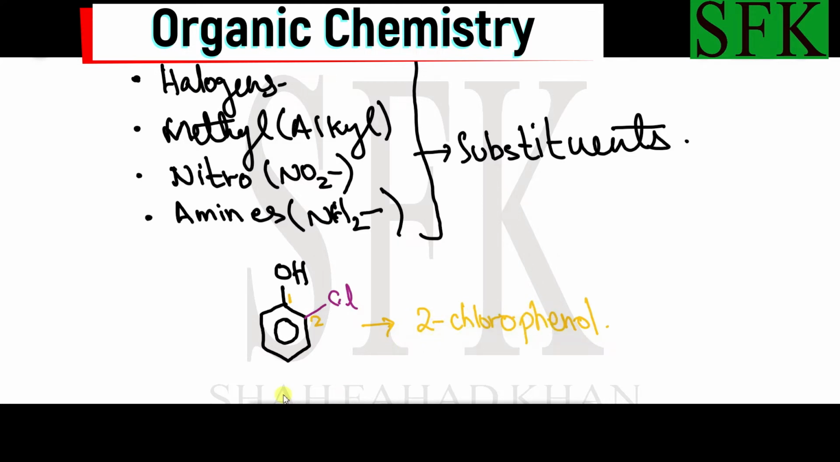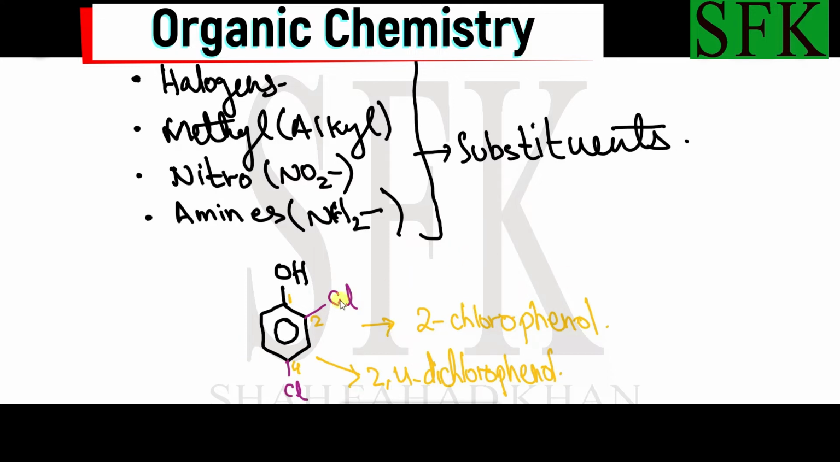and so on. If there were two chlorine atoms attached to the phenol, and the second chlorine atom is at the fourth position, then the name becomes 2,4-dichlorophenol, since there are 2 chlorine atoms. So this is how we name the phenols containing halogens as the substituents.